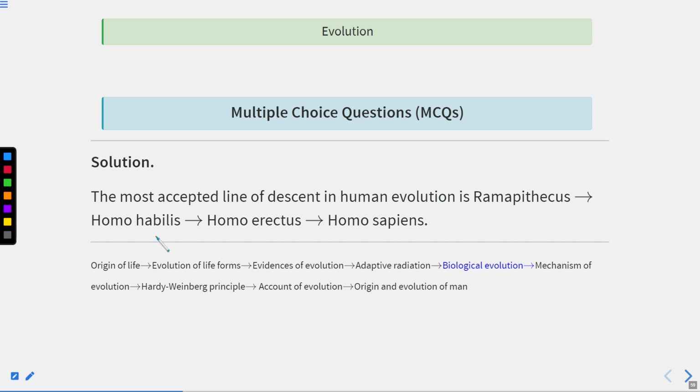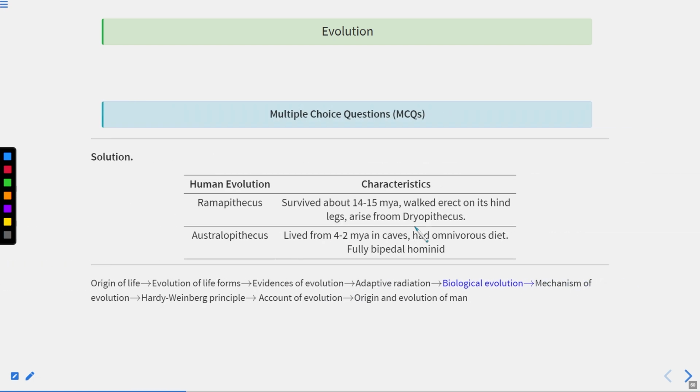Let's see. The most accepted line of descent in human evolution is Ramapithecus, Homo habilis. Okay, you can underline this. Then we have Homo erectus, and then finally Homo sapiens. So let's study about each of these. Ramapithecus survived about 14 to 15 million years ago, and they walked erect on their hind legs, and they arose from Dryopithecus. All right. So the first individuals were Dryopithecus, and then from Dryopithecus, Ramapithecus evolved.